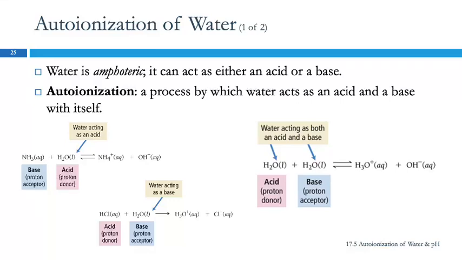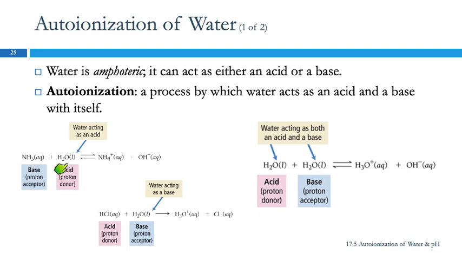Autoionization of water. So I mentioned that water is amphoteric, meaning it can act as either an acid or a base. Autoionization, kind of like an autoimmune problem, is the process whereby water forms ions all by itself. It makes acid and base by itself.